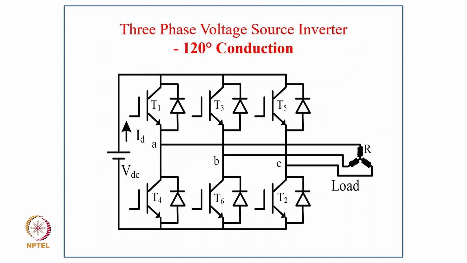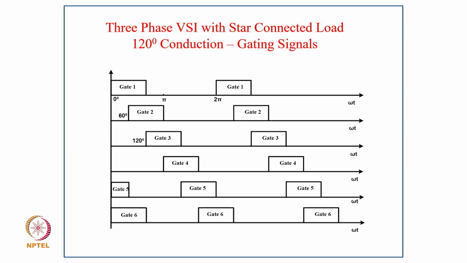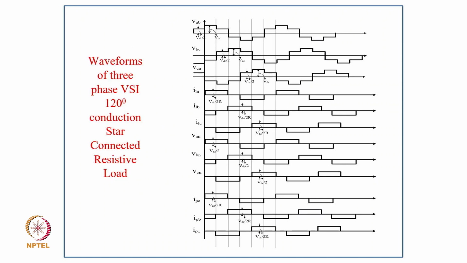So this is typically the circuit for the 3-phase inverter with the star connected load for 120 degree conduction, and these are the gating signals for the 120 degree mode of operation, and these are the waveforms of phase voltage for 120 degree conduction with a star connected resistive load.